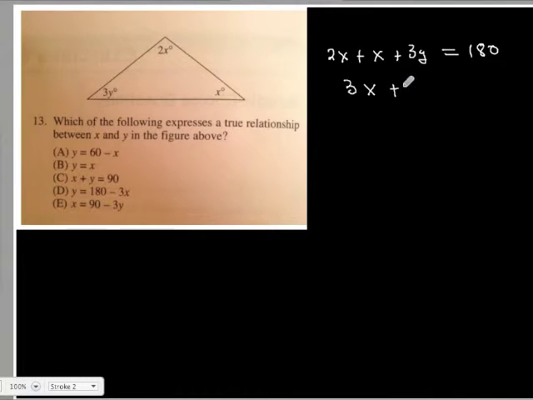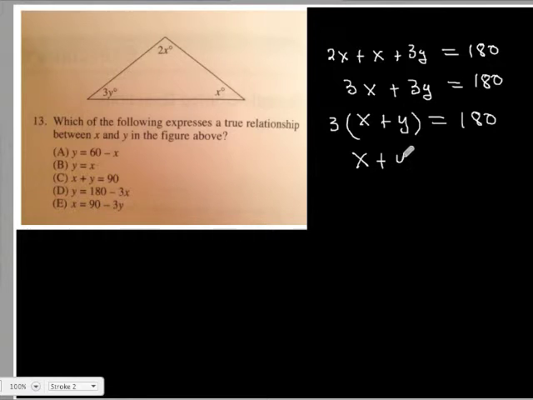3x plus 3y is equal to 180. If you factor the 3 out, you get 3 times x plus y is equal to 180. Dividing both sides by 3, you get x plus y is equal to 60 degrees. So the correct answer would be A. Y is equal to 60 minus x.